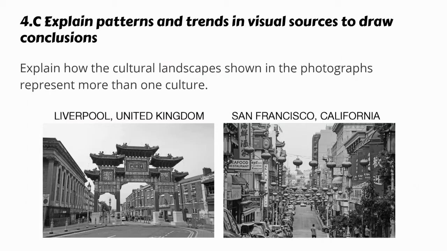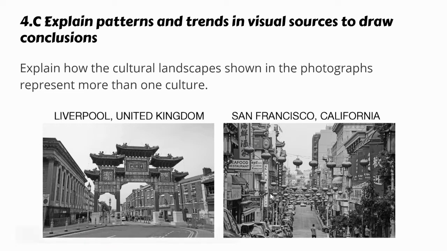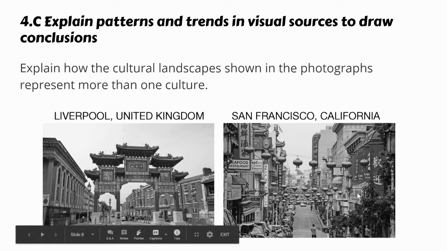And then, explain the patterns and trends in visual sources to draw conclusions. Again, you guys had to do this. Explain how cultural landscapes shown in the photograph represent more than one culture. This is a straight sequence occupants question, where you want to talk about how you see evidence of the landscape prior, and then you can see evidence of all of this Asian influence right on top of the landscape, particularly in this image right here, where you see these very stereotypical London row houses, and then you see evidence of, obviously, the Chinese gate here.